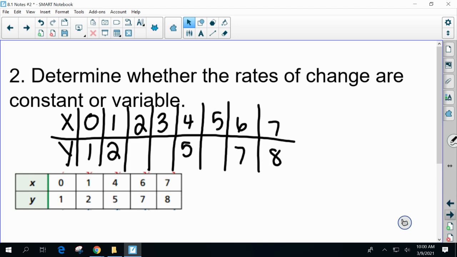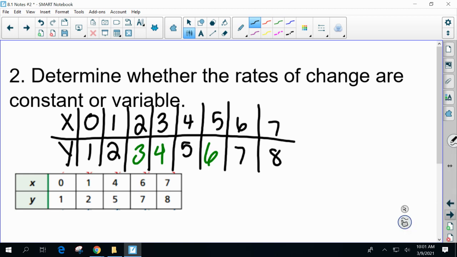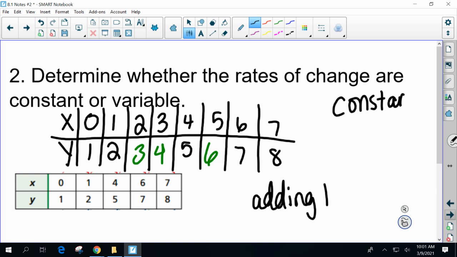Okay, so I want you guys to look at your pattern and see if you can find one. Look at the y values. Do you have a pattern? Mm-hmm. Okay, what is the pattern? It's adding 1 every time. So here would be a 3, a 4, and a 6. Okay, so this would be considered a constant. So it's adding 1. So this would be a constant rate of change.